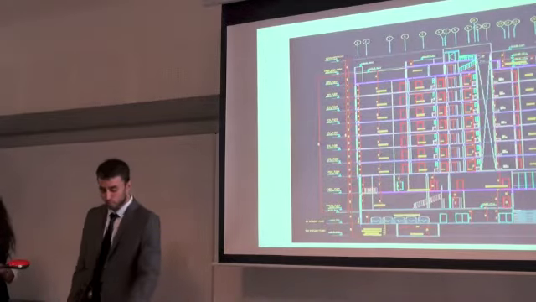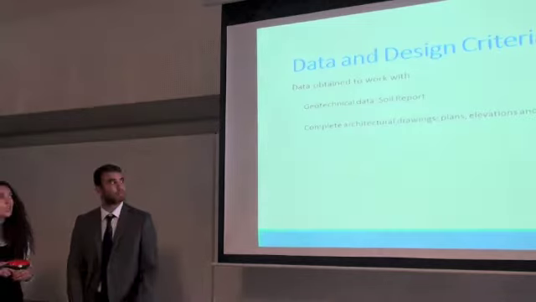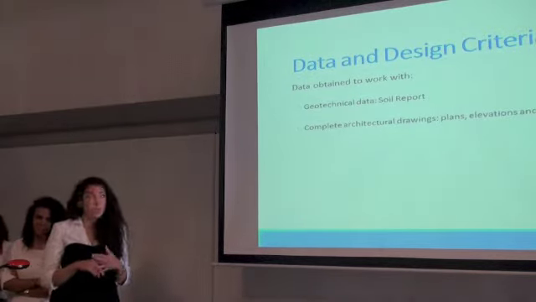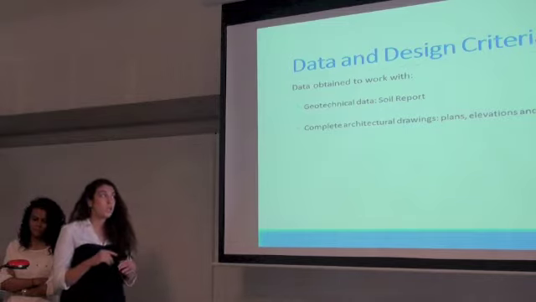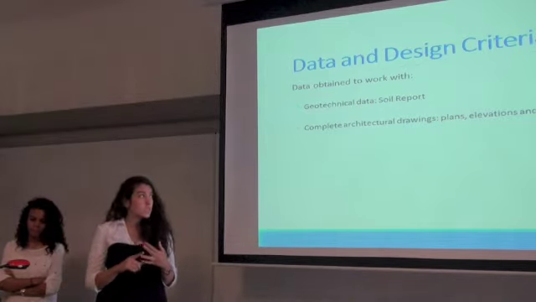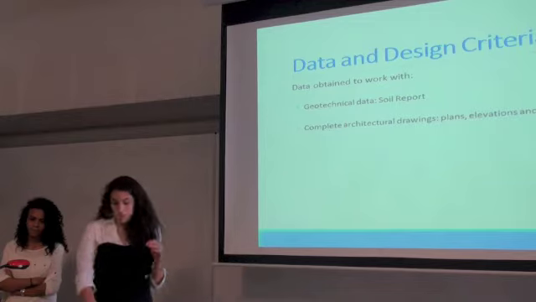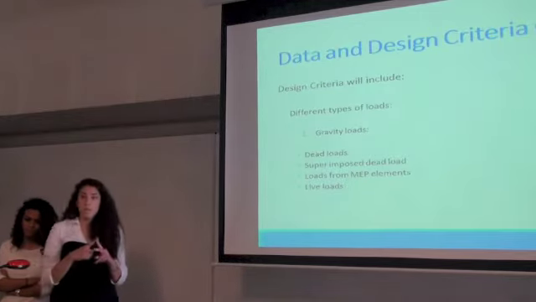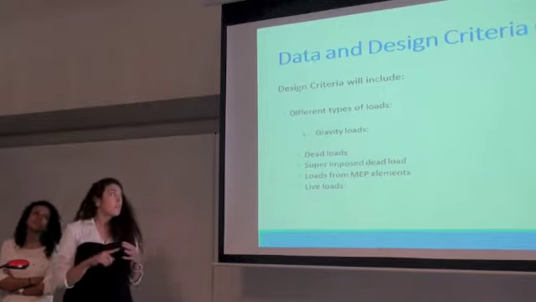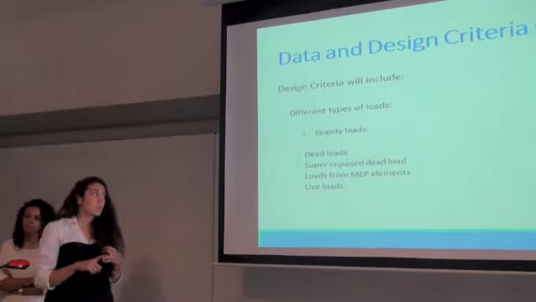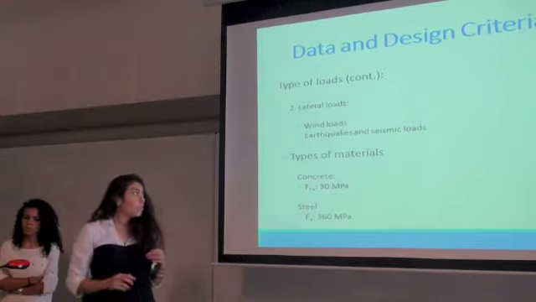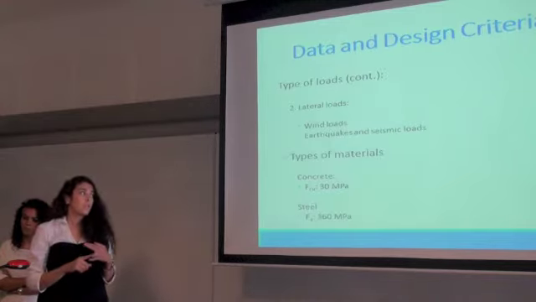And now I'd like to leave the floor for John. In terms of the design data and criteria, we're going to use the soil report as technical data, and we have complete architectural plans, elevations, and sections to have a full image of our project. For our design criteria, we're going to have two types of loads: the gravity loads and the lateral loads. For the gravity loads, we're going to have dead loads, superimposed dead loads from the MEP elements, and the live loads. And for the lateral loads, we're going to have wind loads, earthquakes, and seismic loads.